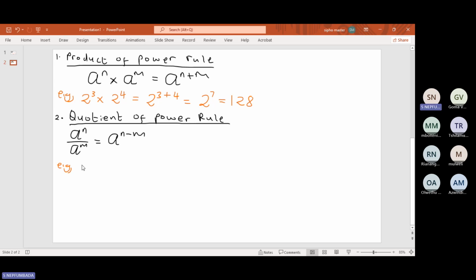So let's say as an example, 5 to the power of 6 divided by 5 to the power of 2. This is the same as 5 to the power of 6 minus 2, which gives us 5 to the power of 4, which is equal to 625.